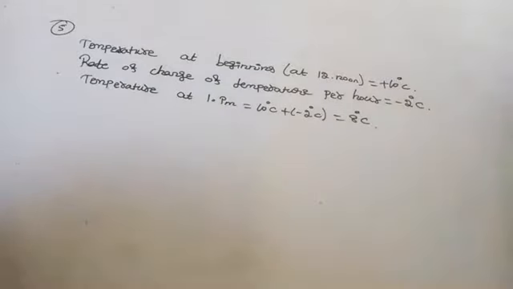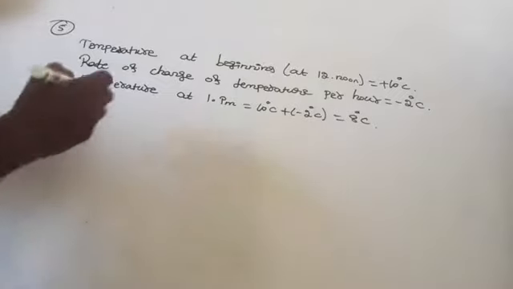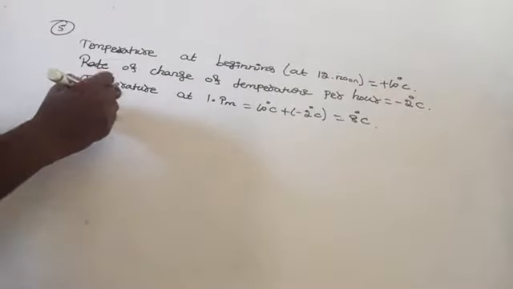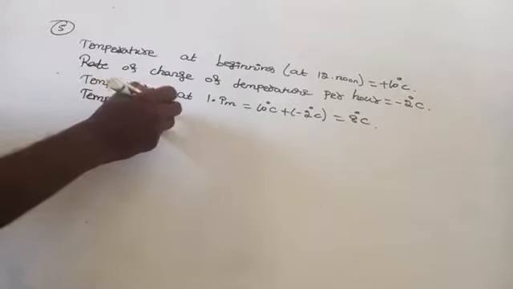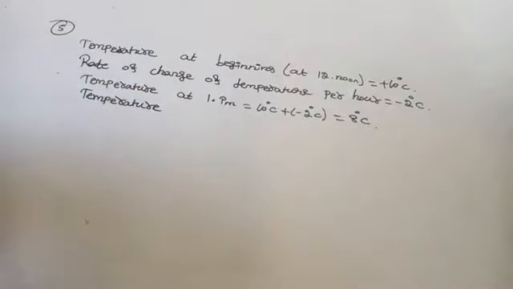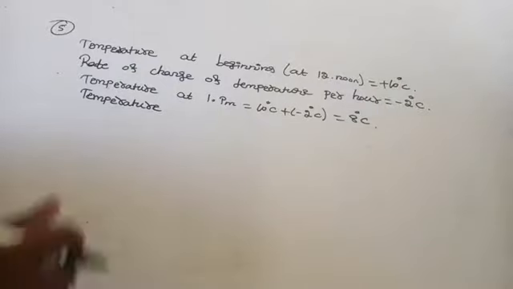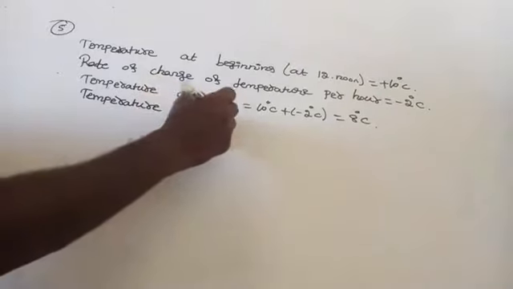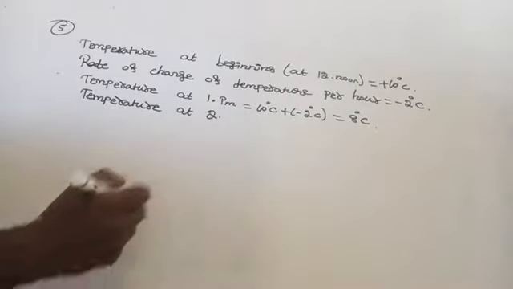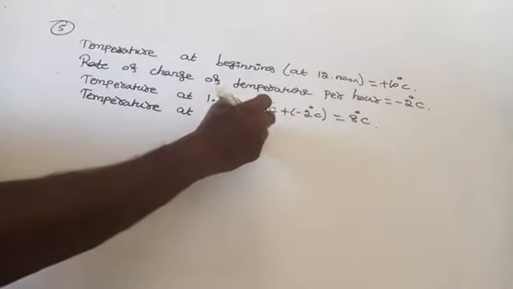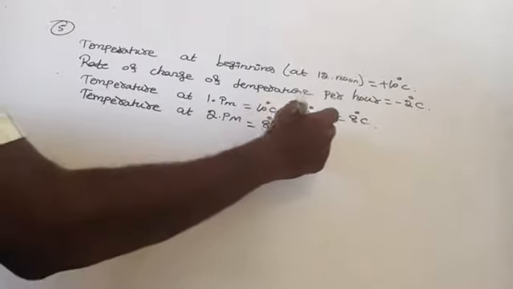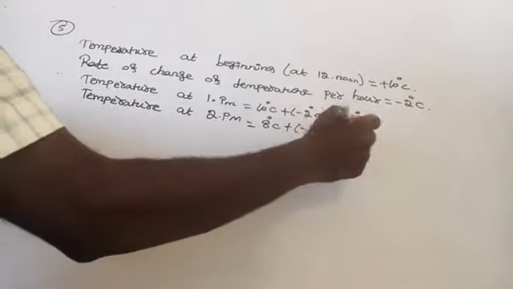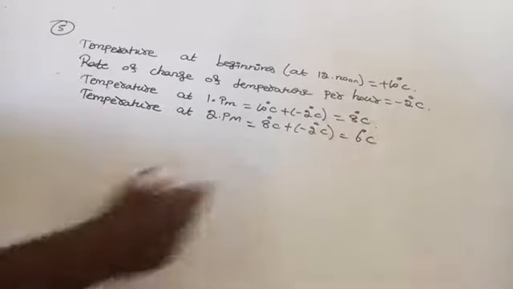Now, what is the temperature at 2 p.m.? The question is, by what time the temperature will be minus 8 degrees Celsius? So the temperature at 2 p.m.: at 1 p.m. it was 8 degrees Celsius, and then after that it decreased by 2 degrees Celsius. That is 8 minus 2, which is 6 degrees Celsius.